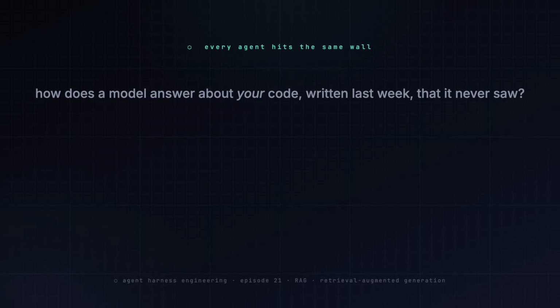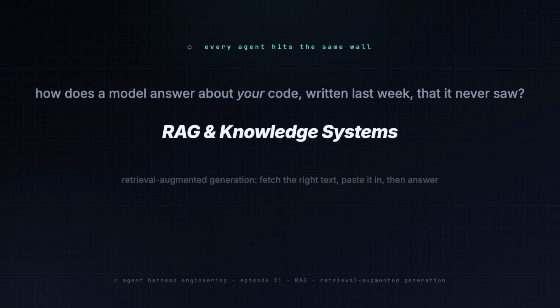Last stage, we taught the harness to plan and orchestrate work across many agents, but every one of those agents hit the same wall. The model only knows what it was trained on. So, how does an agent answer a question about your code written last week that no model has ever seen?